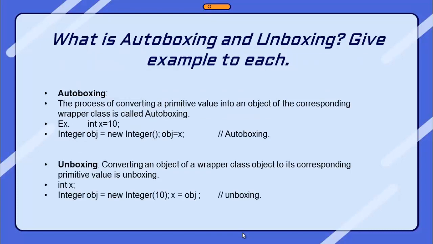What is autoboxing and unboxing? Give example. Autoboxing is the process of converting a primitive value into an object of the corresponding wrapper class. Example: x is equal to 10 is given. Here you're just converting into the wrapper class. Unboxing is converting an object of a wrapper class to its corresponding primitive value. You're doing the vice versa there. That is, Integer obj is equal to Integer of 10. So you're just converting the wrapper class into the primitive.